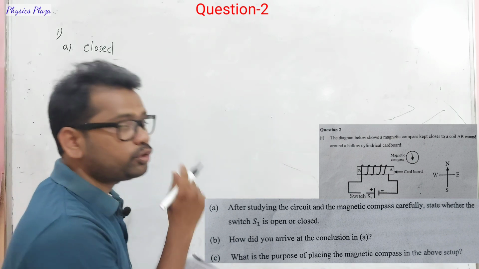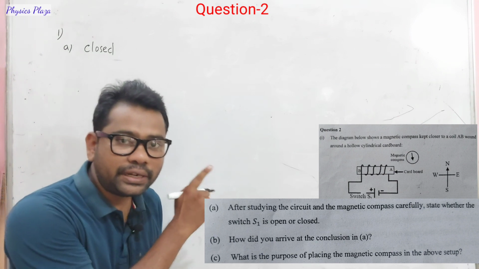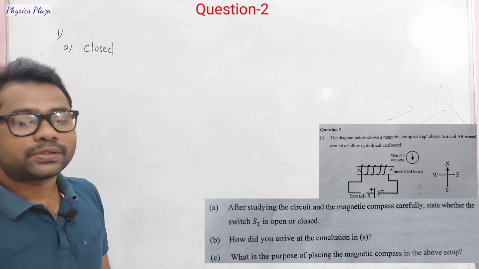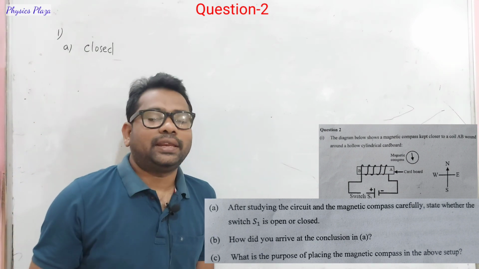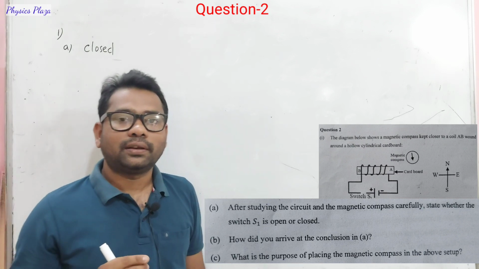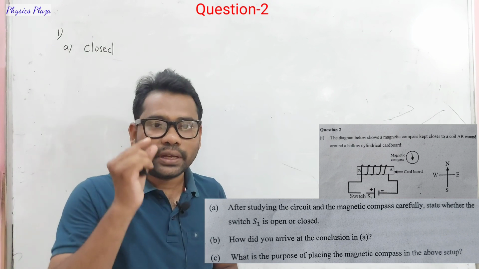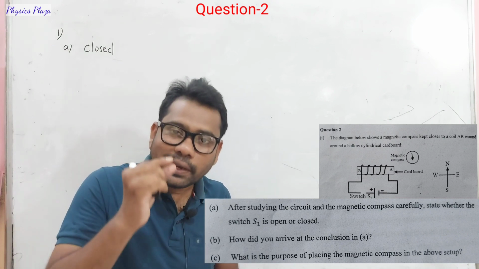But in the diagram, if you can see, the needle is already deflected. It gets deflected when there is a current through the coil. Current can be in the coil when the switch is closed.